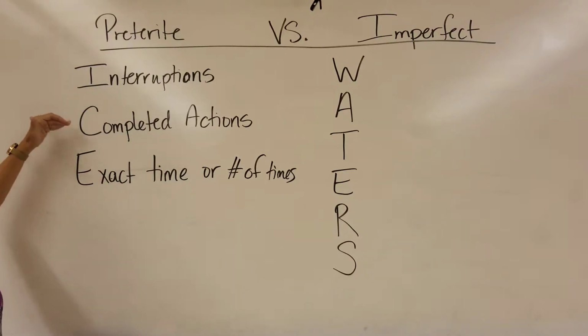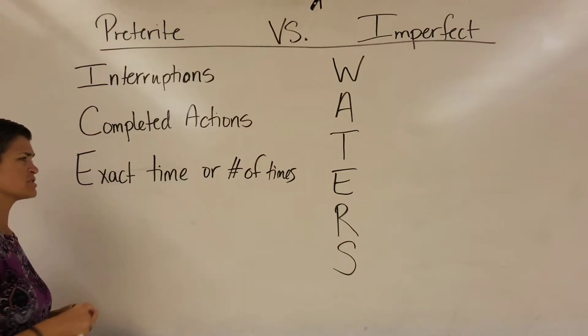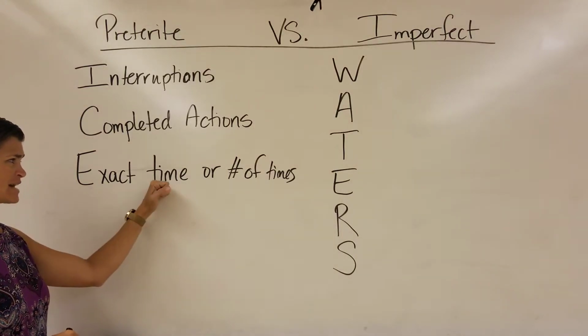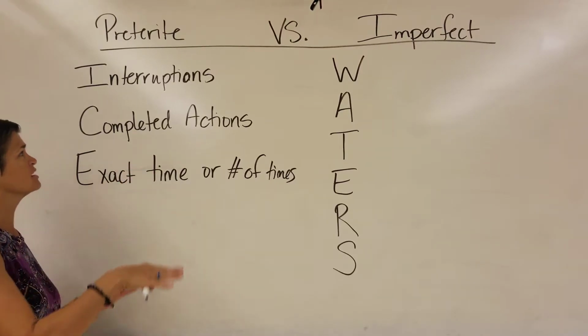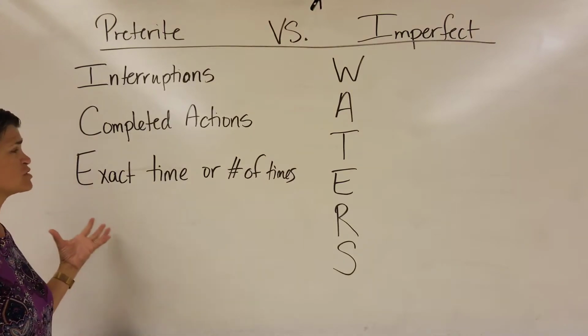If it's completed, I know that, I tell you that I fell down the stairs. Well, that's a completely done action in the past, it's over. And then the exact amount of time would be if I worked somewhere for 3 days, we would know the exact amount of time. Or if I went there 4 times, that would be completed. So I know the exact number of times that that happens. So that's when we use the preterite.